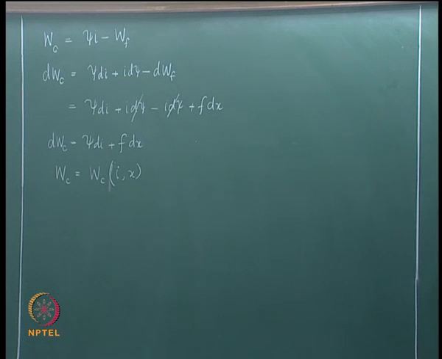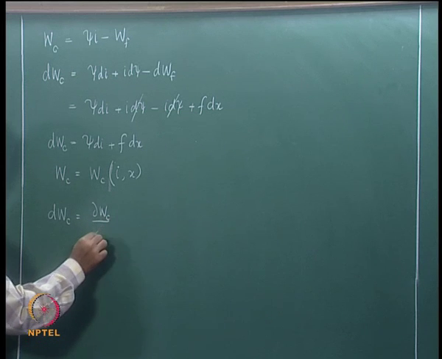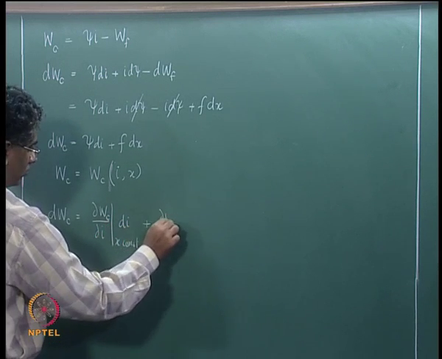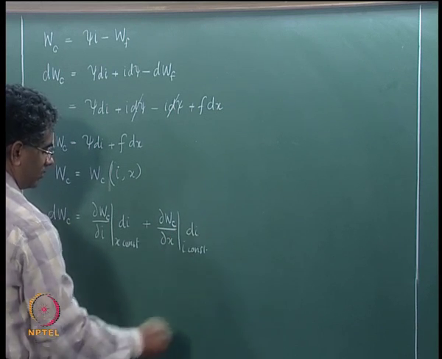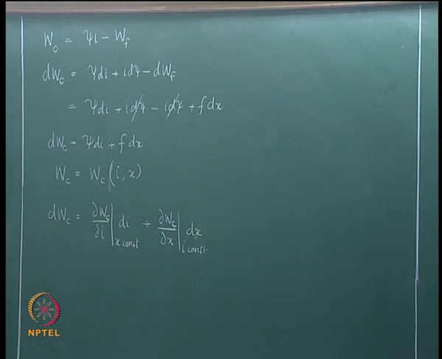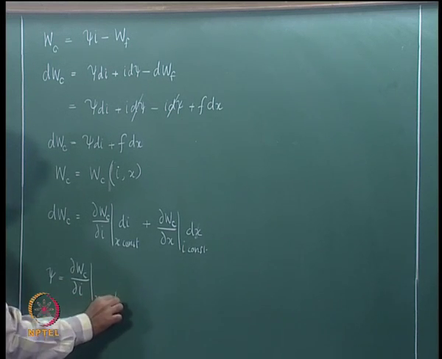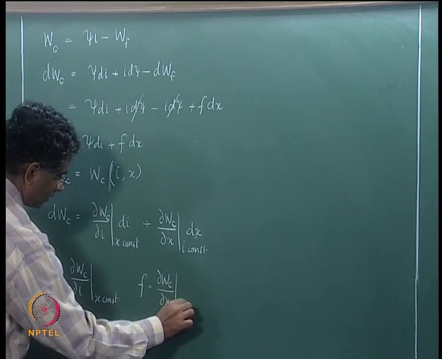And since we know that it is a function of two variables I and x, we can also write a change in this function as dou Wc by dou I, keeping x constant, multiplied by dI, plus dou Wc by dou x, keeping I constant, multiplied by dx. And these two expressions have to be the same because both represent differential changes in the co-energy, and therefore by comparing these two, what we can say is that psi is equal to dou Wc by dou I, keeping x constant, and force is equal to dou Wc by dou x, keeping I constant.